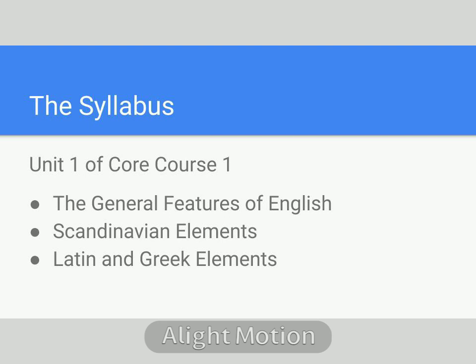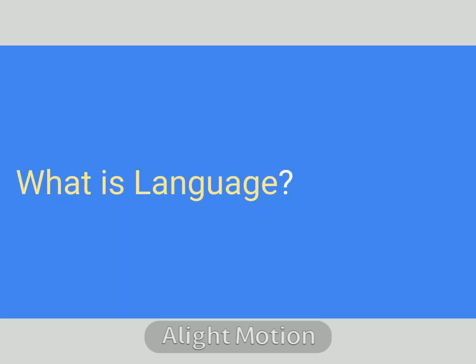And these topics are: number 1, the general features of English; number 2, Scandinavian elements; and number 3, Latin and Greek elements. But before we delve into these topics, we shall better try to attain a clear idea of the concepts, spaces, and timelines that will shape our study of the English language.